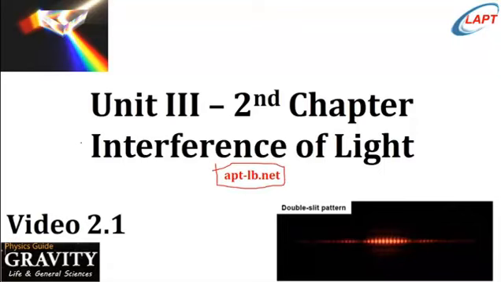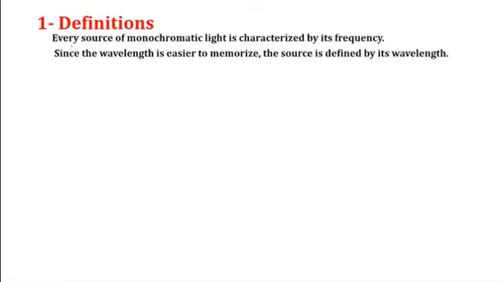We are going to explain in this video interference of light, the second chapter in the third unit. First, we want to review some information and introduce some definitions. As we saw, every source of monochromatic light is characterized by its frequency. The frequency nu is measured in hertz.